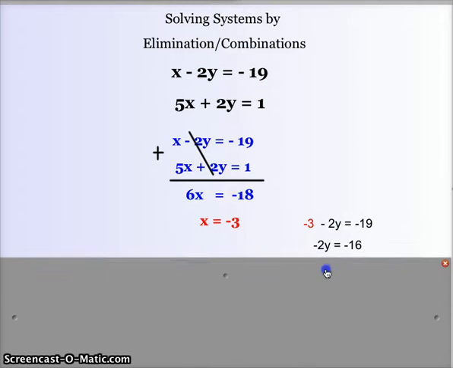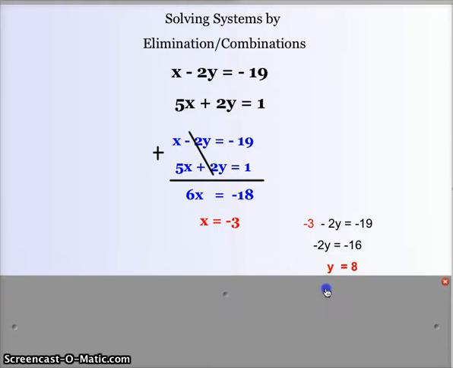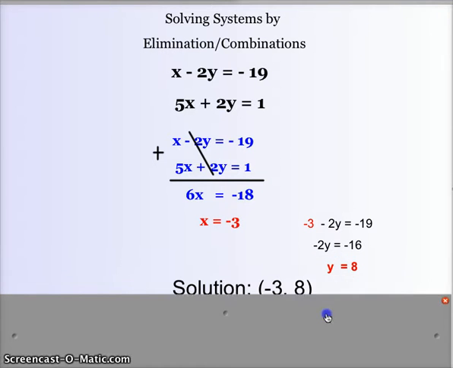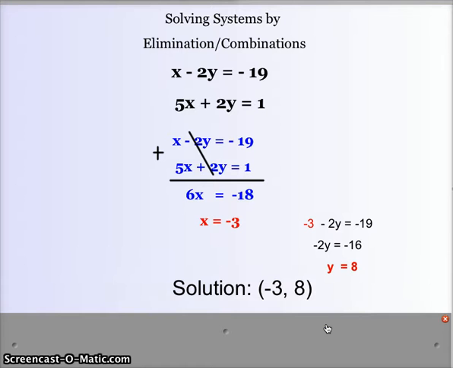Add 3 to both sides. Negative 2y equals negative 16. Divide by negative 2 on both sides, and you get positive 8. Your final solution is negative 3, 8. Let's look at another example.